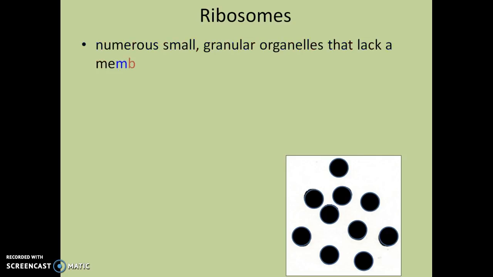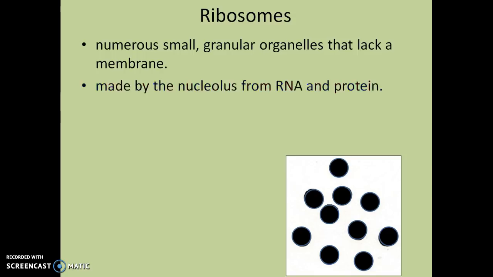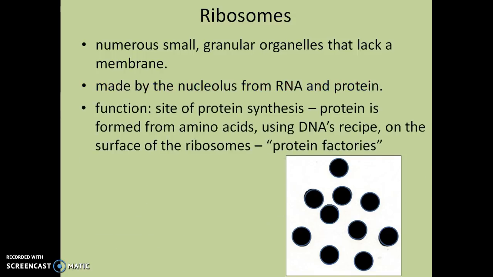All right. So they're numerous small and granular organelles, and they lack a membrane. So you're going to find these in prokaryotes and eukaryotes. They're made by the nucleolus, which we talked about already. And once again, their function is to make protein. Protein is formed by amino acids using DNA's recipe on the surface of the ribosome. They are protein factories, and we will be looking more at ribosomes in our DNA, RNA, protein chapter.